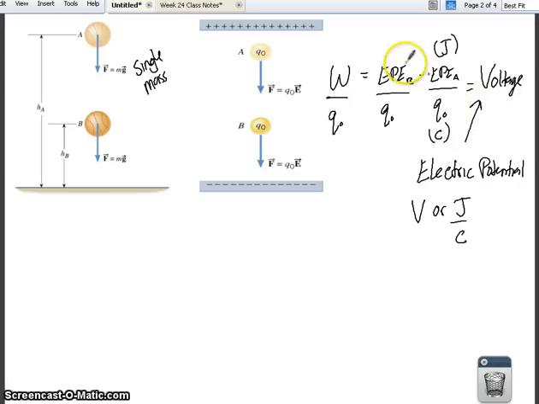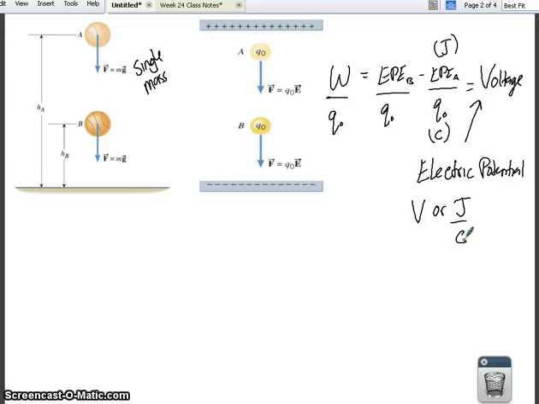So electric potential energy is really the work done in an electric field. It is measured in joules. Electric potential, not energy, is voltage. So it is the energy per charge.